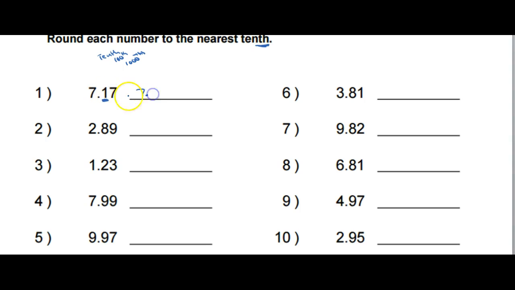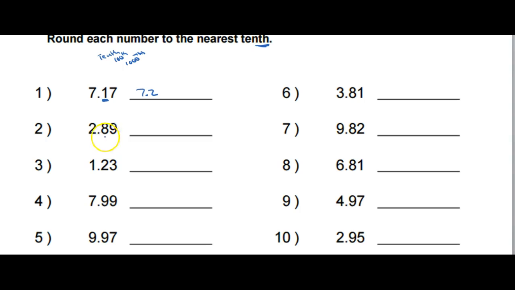7.17, I get 7 point. The 7 tells me to round the 1 up, so we get 7.2. Because it's to the right of the decimal, it really is a pointless place value. So you could put 7.20, but that 0 has no relevance. So we would just round to 7.2.